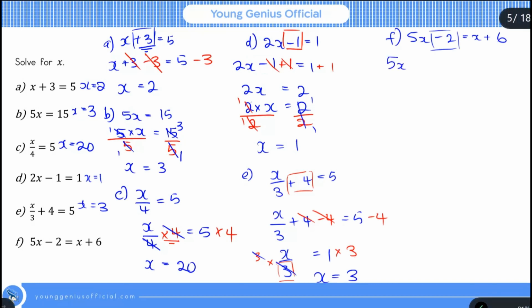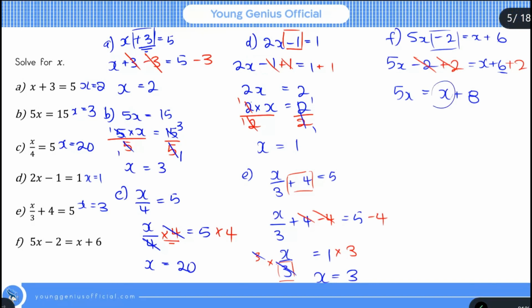So 5x minus 2 plus 2 is equal to x plus 6 plus 2. So 2 cancels 2, and we're left with 5x being equal to x plus 6 plus 2. 6 plus 2 is equal to, good, hope you got it, 8. Nice.